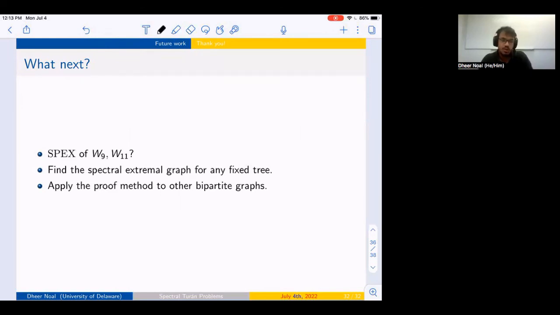For future work, the spectral extremal problem is still open for these trees on 9 and 11 vertices. What we showed was that the maximum of the spectral Turán numbers for trees on 2k plus 2 and 2k plus 3 vertices is achieved by S n,k and S n,k plus, but we still haven't answered the question of what the spectral extremal graph is for a fixed tree.